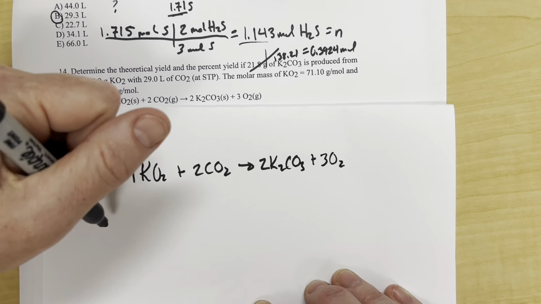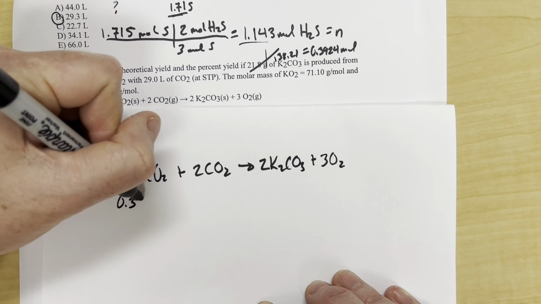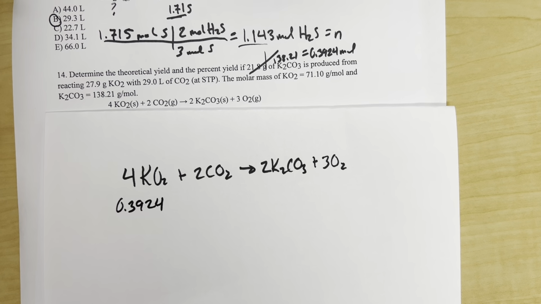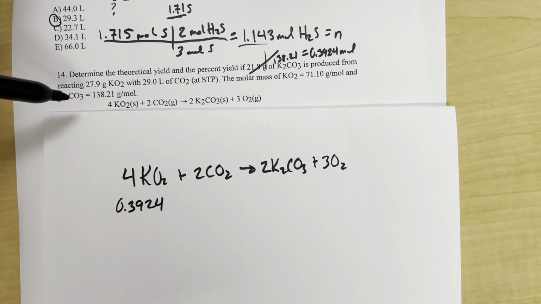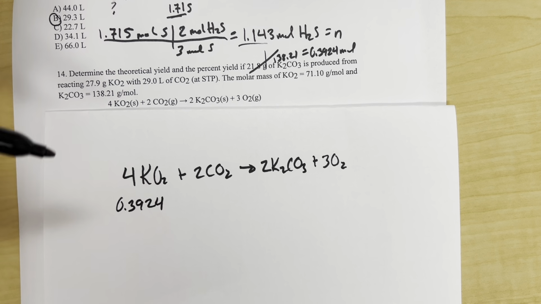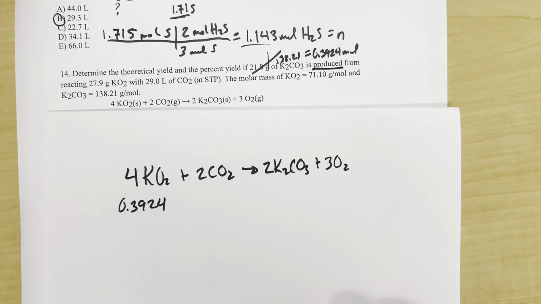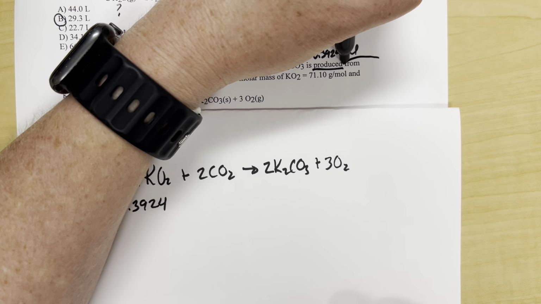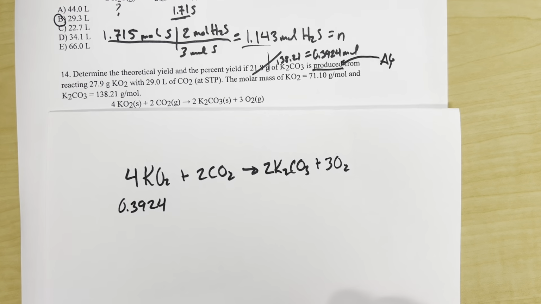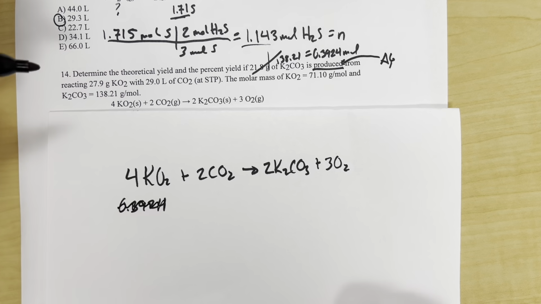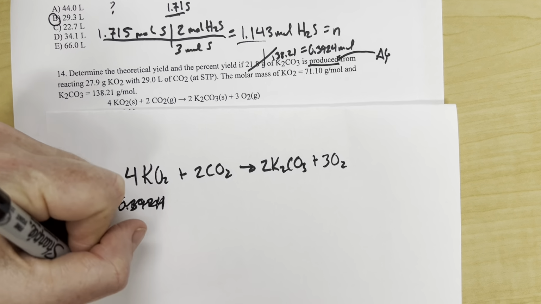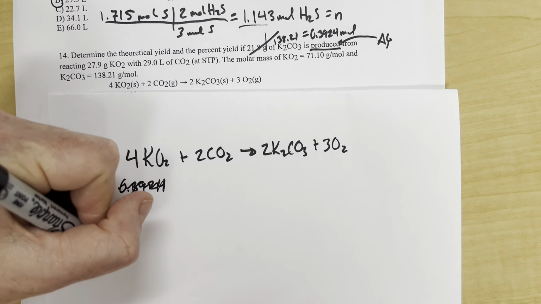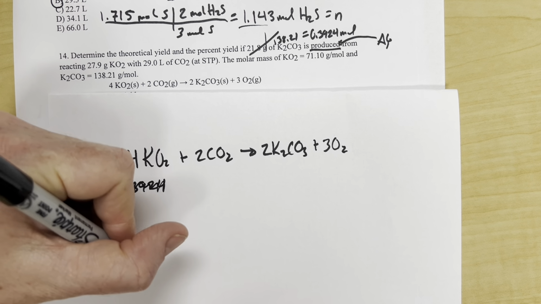Okay, where my number of moles here is 0.3924. And it says K2CO3 is produced from reacting. Wait, is produced. Oh, wait a second. This is my actual yield. If it was actually produced, that's your actual yield, and that's good because it's asking for percent yield. Remember, the actual yield's always given in the problem. Our percent yield equals actual yield over theoretical yield times 100%.